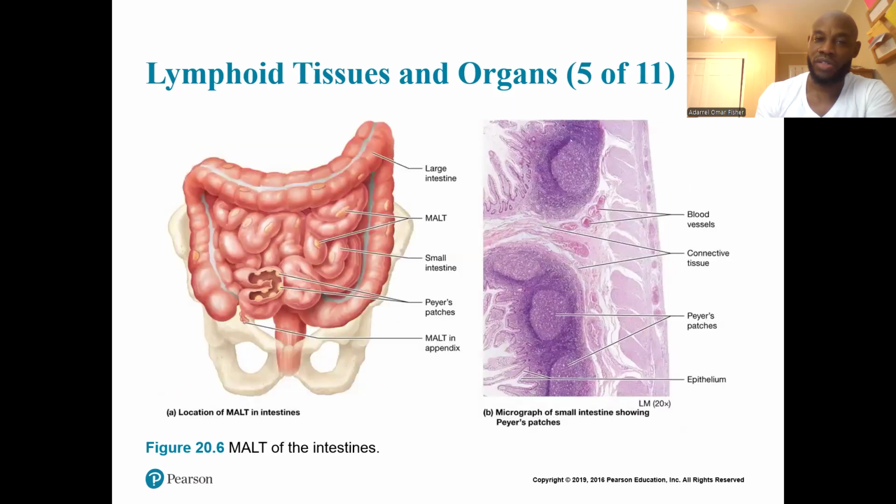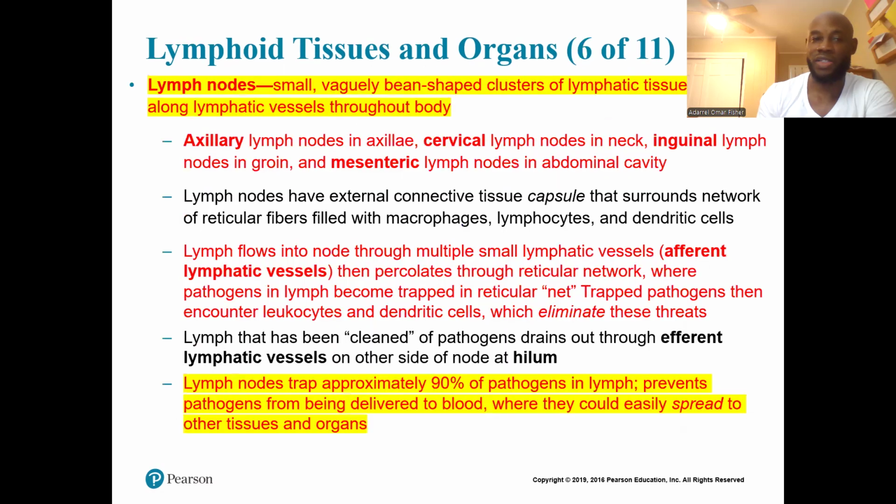Right, another picture, and the intestines, large intestines, small intestines, to fight off pathogens. Lymph nodes. Sure, everybody's probably heard of these. Small, kind of bean-shaped lymphatic tissue associated along the lymphatic vessels throughout the body. Axillary lymph nodes, cervical lymph nodes in the neck, inguinal in the groin, mesenteric in the abdominal cavity, right?